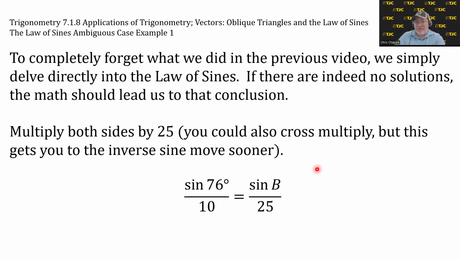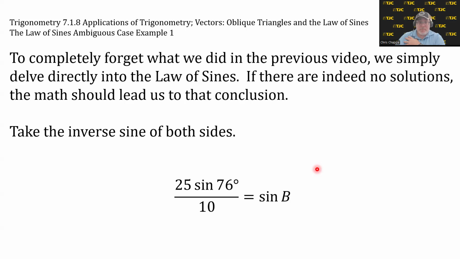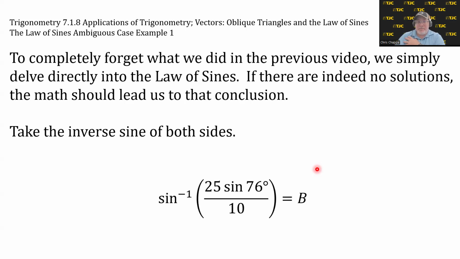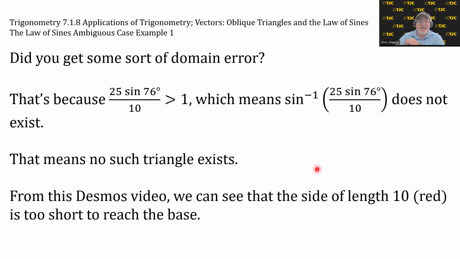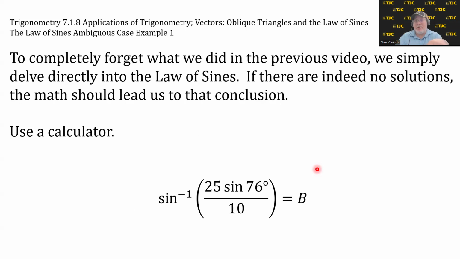Let's solve this. Multiply both sides by 25. You could cross multiply, but we're trying to solve for B, so I think multiplying by 25 is the better move. And then we use sine inverse, or inverse sine. We get B equals sine inverse of 25 sine of 76 degrees over 10. And use a calculator, and we get some sort of a domain error. If you put this expression into a calculator correctly, it should say something like domain error or undefined or a non-real answer or something like that.